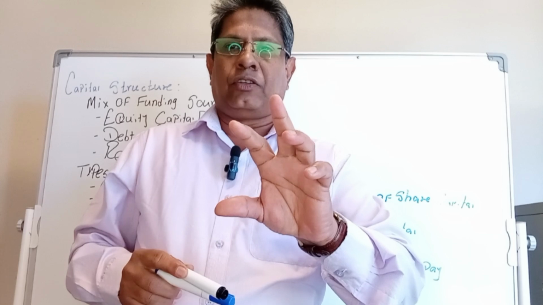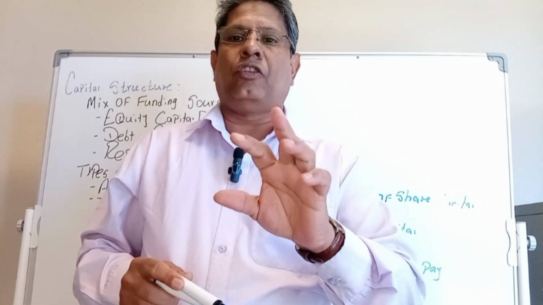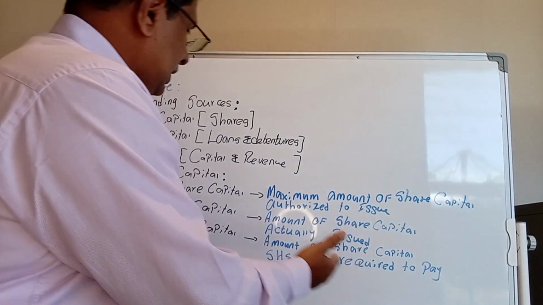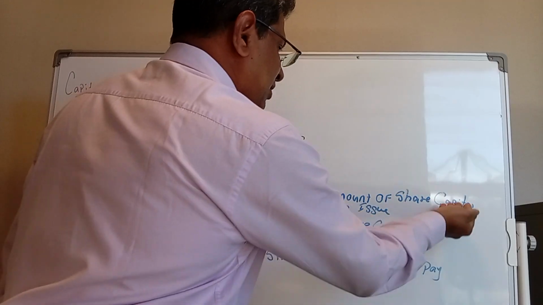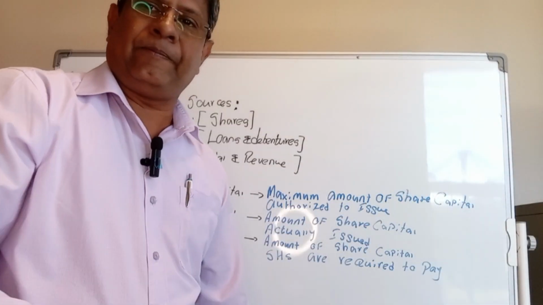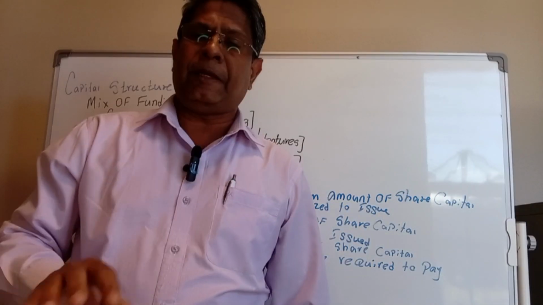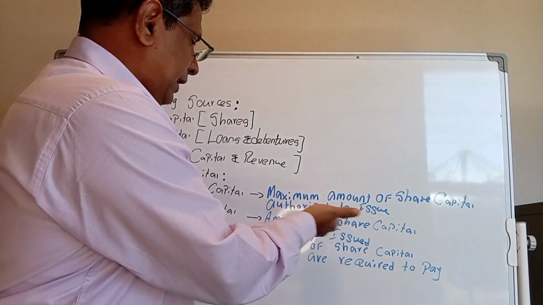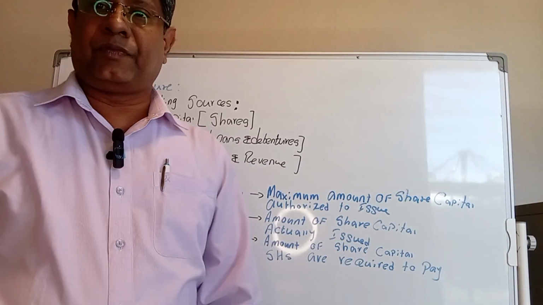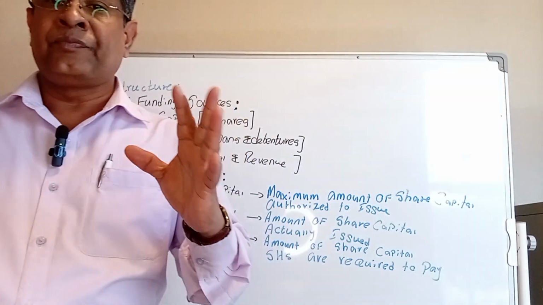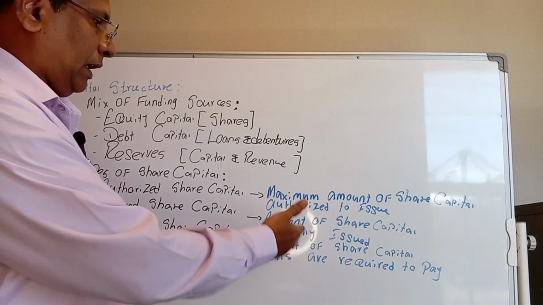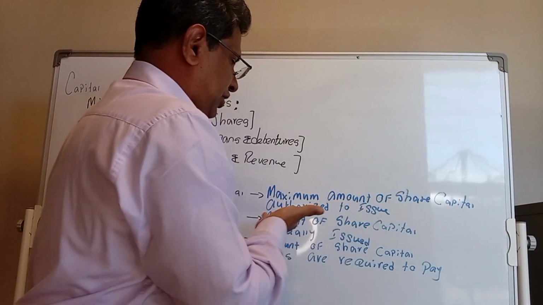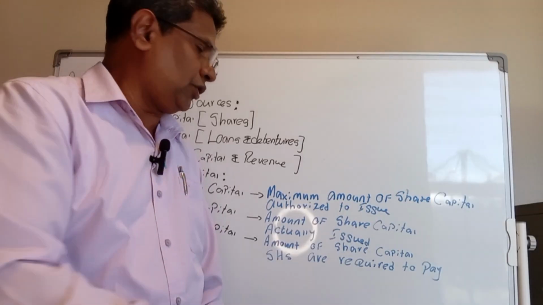When a company is incorporated, the authorized share capital will be the maximum amount of share capital that a company is authorized to issue. It's the maximum. They cannot go beyond that.